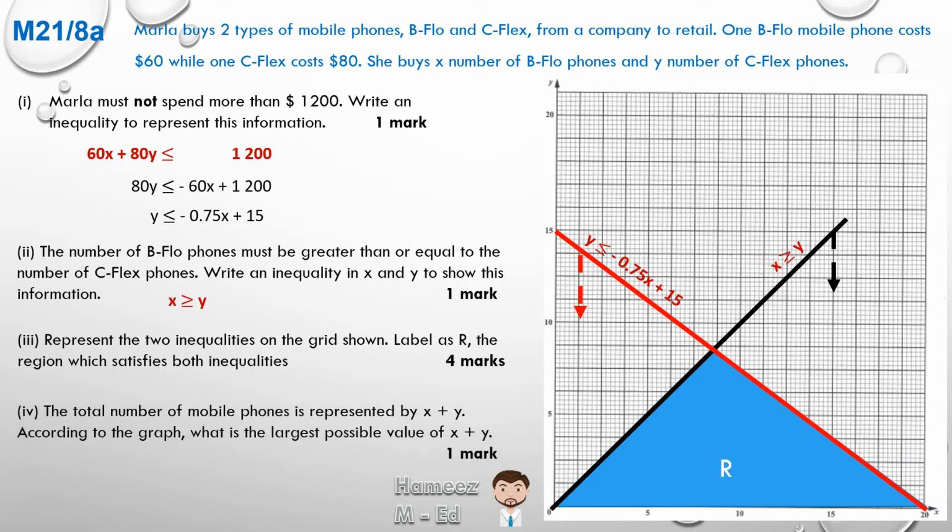Part 4. The total number of mobile phones is represented by x plus y. According to the graph, what is the largest possible value of x plus y? If we're considering the maximum and minimum values in linear programming, what we're really looking at will be the points of intersection of this region. So let's bring up points here at (0, 0), the other one at (20, 0), and the one up on top. Which one will give us the maximum value? When x is 20 and y is 0, 20 plus 0 is 20.